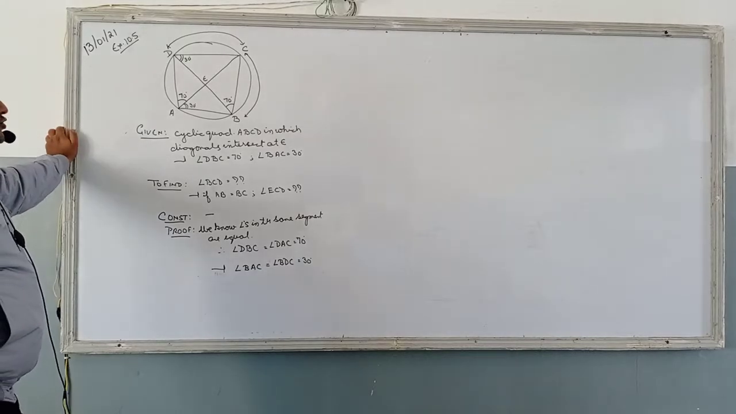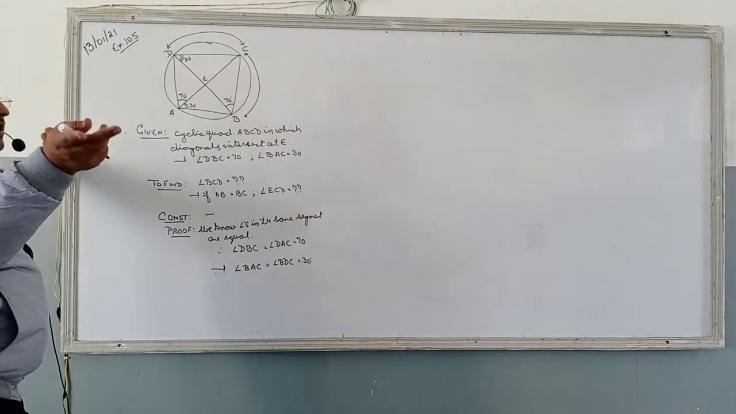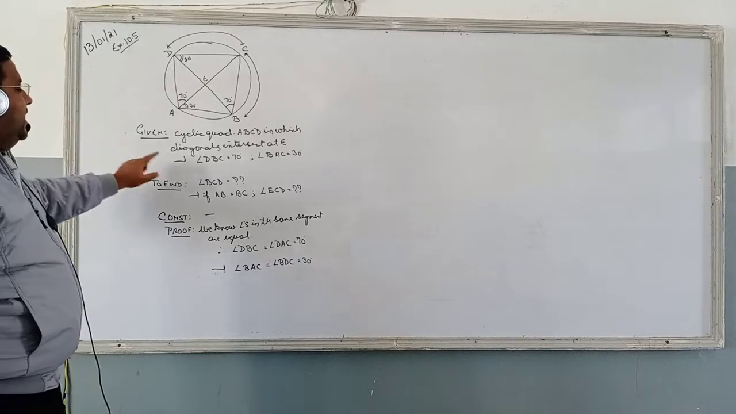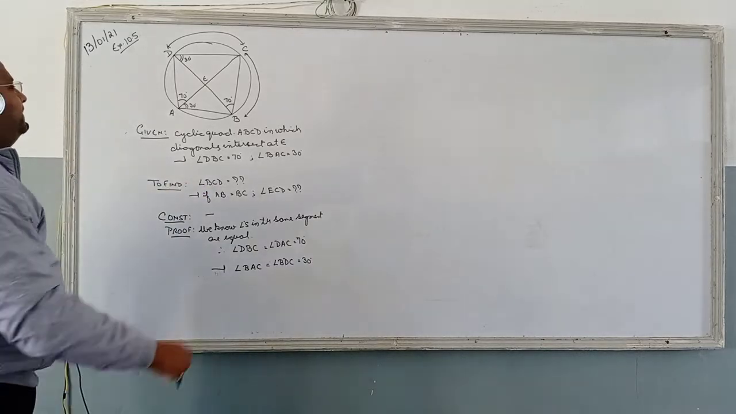Now what is it telling us to find? These are the two things we could find out. Now whatever he is telling us to find, he says find angle BCD. Where is BCD?